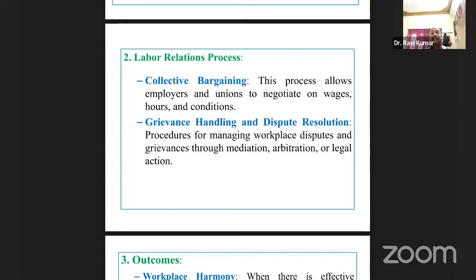So in the labor relations process, they used to bargain about their working conditions. For example, 8 hours duty, 10 hours duty, 12 hours duty, 24 hours duty, 18 hours duty. The company is going to fix certain things, and sometimes they have to follow. But in this labor relations process, all the unions used to fight about their working hours and wages.